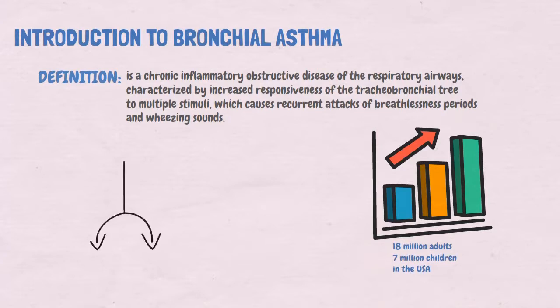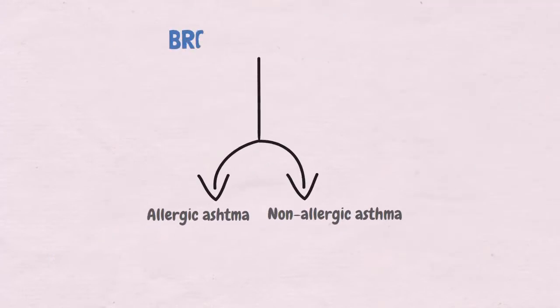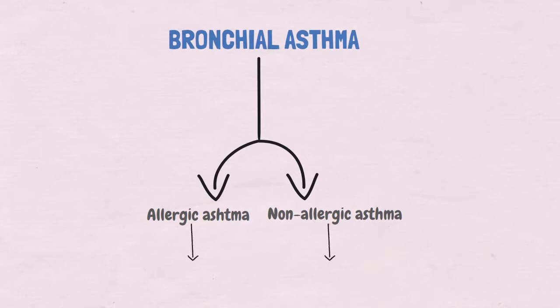Actually, there are two types of asthma: atopic or allergic asthma and idiosyncratic asthma or non-allergic asthma. The main difference between them is that allergic asthma occurs with a genetic predisposition, which means the presence of family or personal history of allergy, while non-allergic asthma occurs after infections of the bronchotracheal tree.